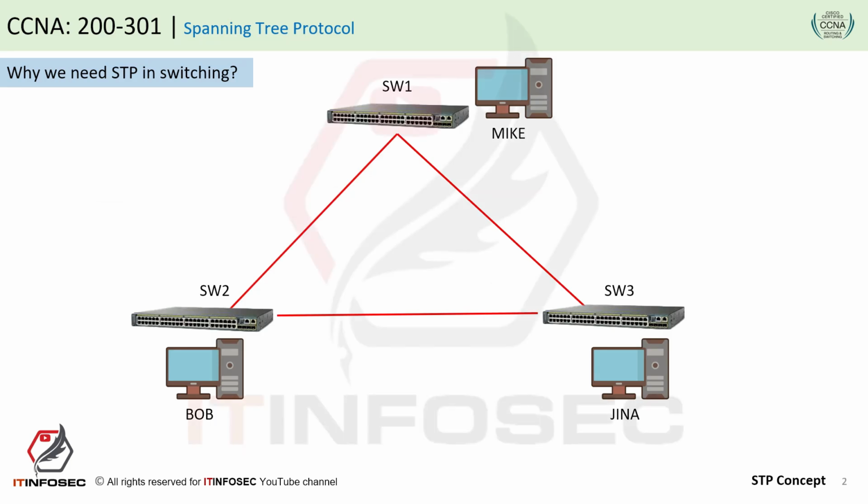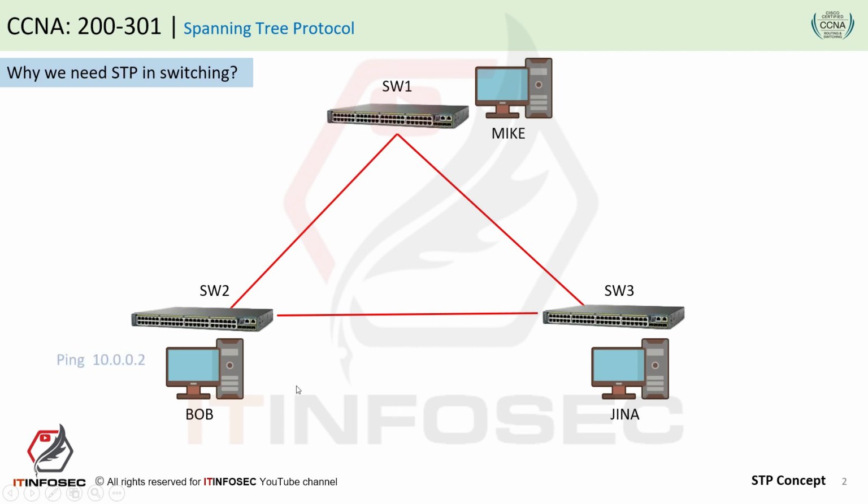Let's go. First of all, let me tell you why we need STP in switching. Imagine this network is my office network. I have 3 switches and connected all of them together, and made a physical loop between the switches for the purpose of redundancy or maybe load balancing and so on. And maybe one problem occurs in this network.